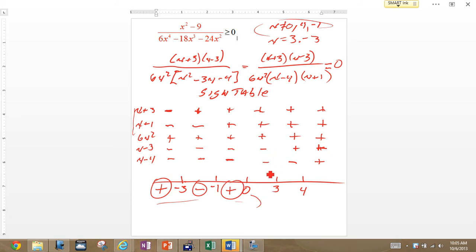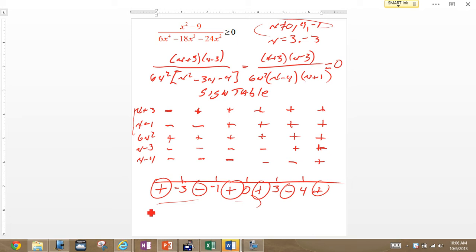1, 2 negatives here. 2 negatives is a positive along with the rest of it. That's going to be positive. 1 negative. That's going to make that region negative. And all positives is positive. Now, what were we asked? We were asked to determine the regions where this expression will be greater than 0.